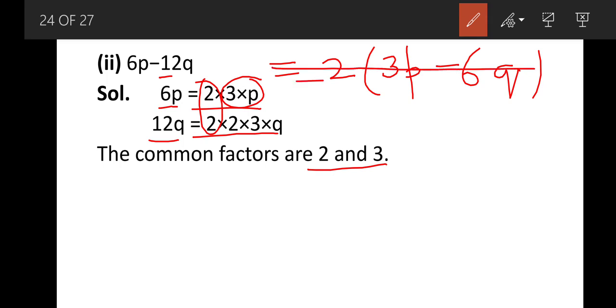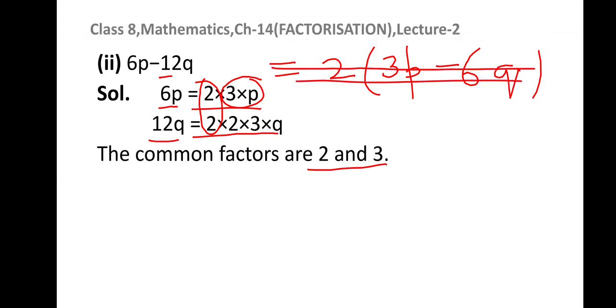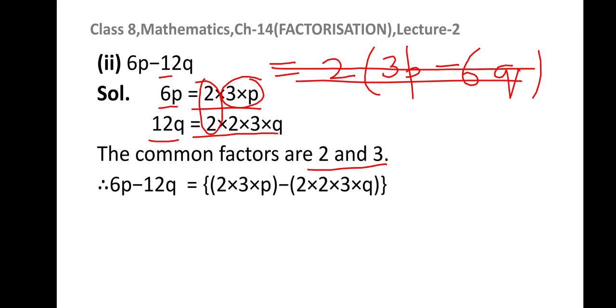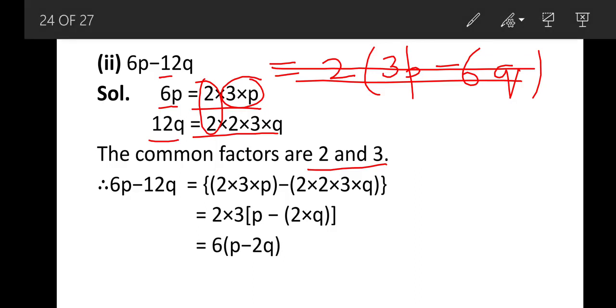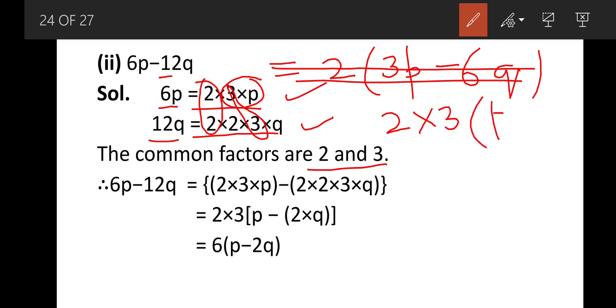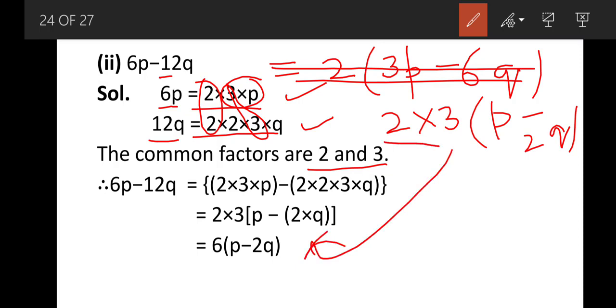Correct it first. First of all, see the answer. Then the two common factors are 2 and 3. I forgot about 3. This 3 is also common. Here I am explaining it again. Here the factors of 6p are 2 into 3 into p. 12q, 2 into 2 into 3 into q. So what is common? This 2 is common. And this 3 is also common. I forgot about the 3. So what will be left out of the first term? P, minus what will be left out of the second term? 2q. See, we have done this in a single step. This is the answer. That is 6 bracket p minus 2q.